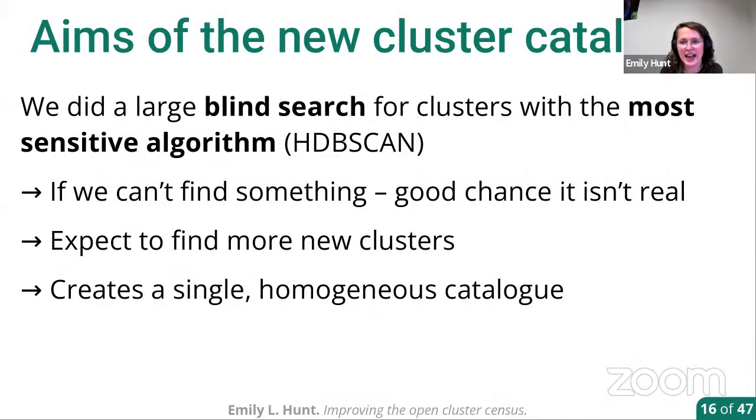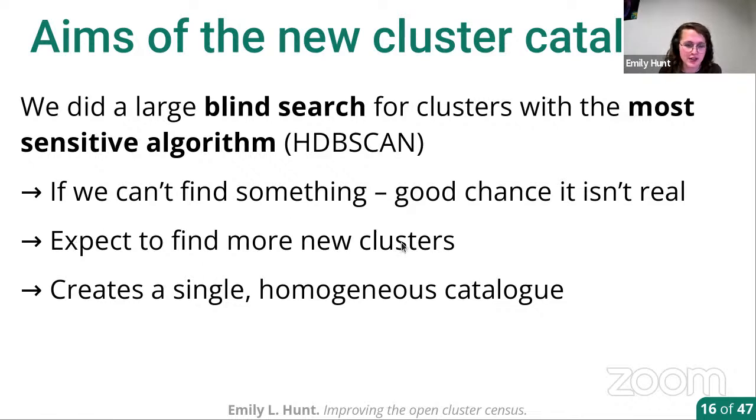So basically the aim of this cluster catalogue was to do a big blind search with this big sensitive algorithm that we'd found. By doing a large blind search across all of the Gaia data and trying to find as many clusters as possible, going back to those 5 questions that I highlighted at the start of the talk with these issues in the census, there are quite a few questions and problems that you can answer with such a big blind search. Like, if we can't find a cluster in Gaia data at all now, after doing this big work with this big sensitive algorithm, then there's a pretty good chance that that cluster isn't real.